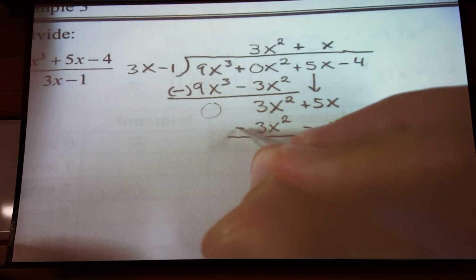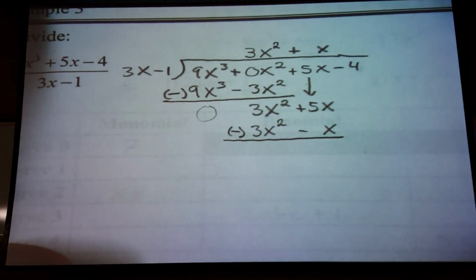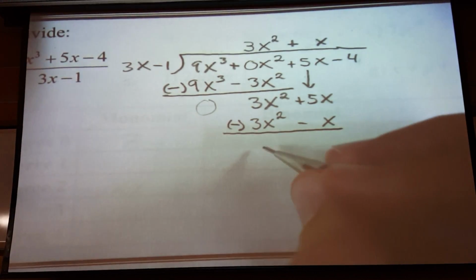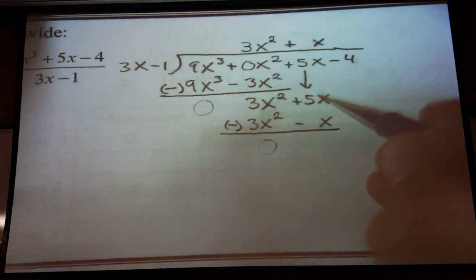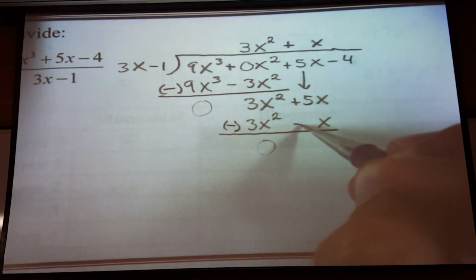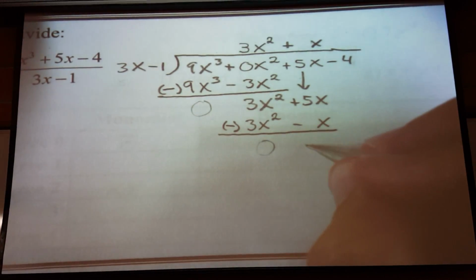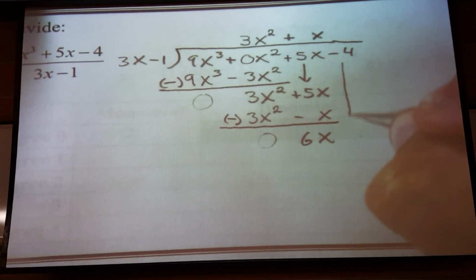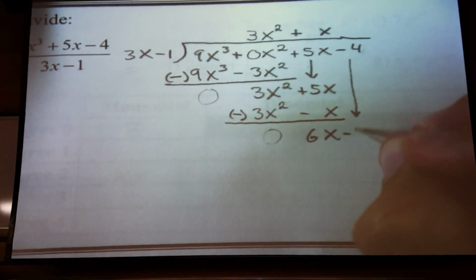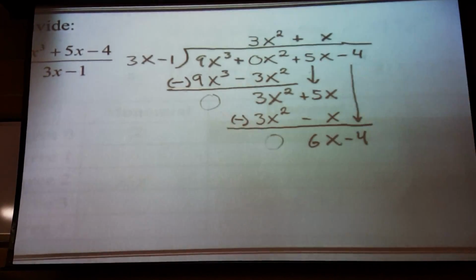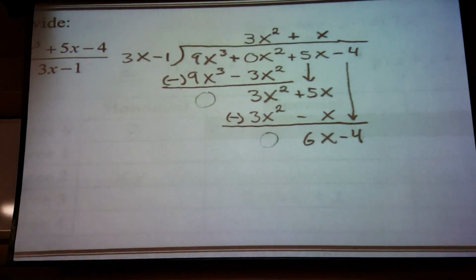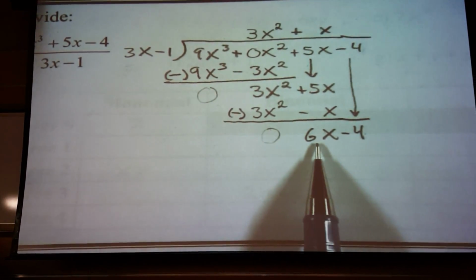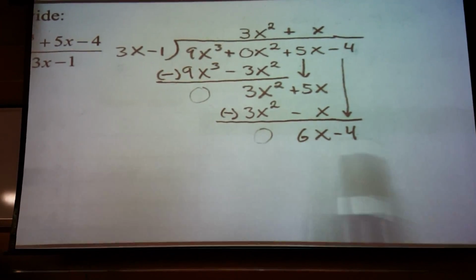And we subtract. Minus sign in parentheses. 3x squared minus 3x squared, as promised, 0 again. 5x minus minus. So watch that double negative again, gives us positive 6x. And we bring down the minus 4. And repeat. How many times does 3x go into 6x? 2 times. Very good.